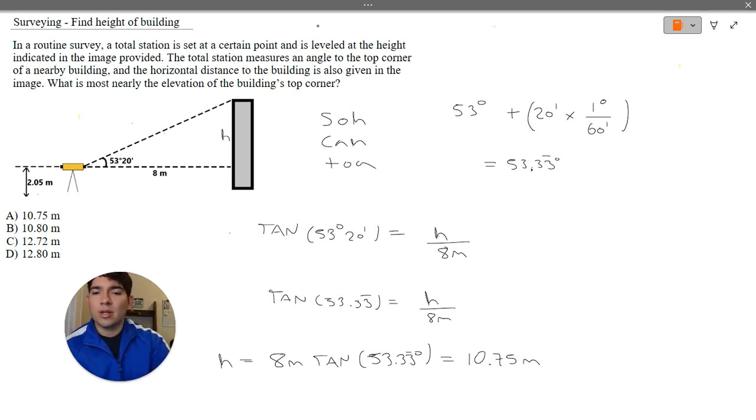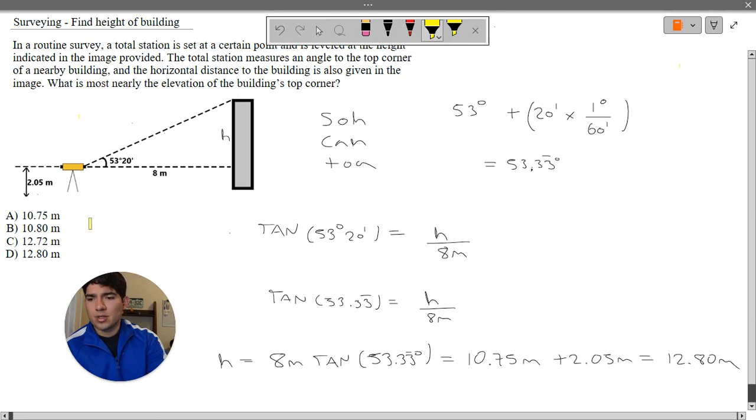However, we have one more step. We're not quite done. This height h is from right here to right here. And we need to make sure that we add the height that the total station is leveled at, which is 2.05 meters. So just go ahead and add that over here, 2.05 meters. And then our result is going to end up being 12.80 meters. So if you take a look at our multiple choice, our answer is going to be D.